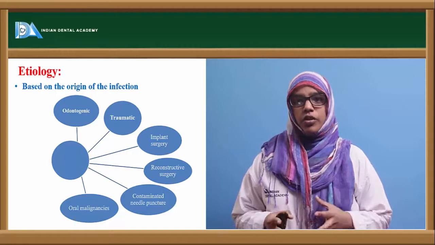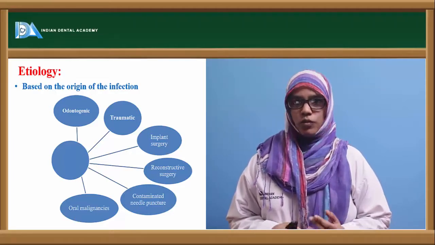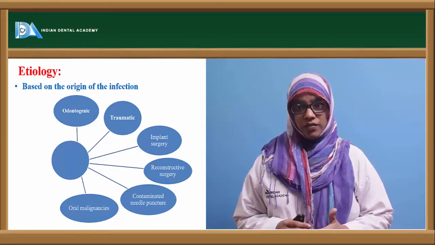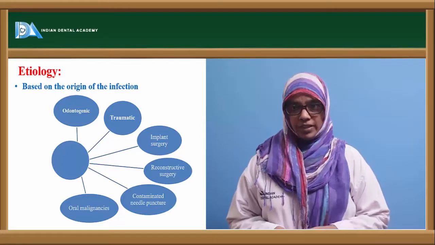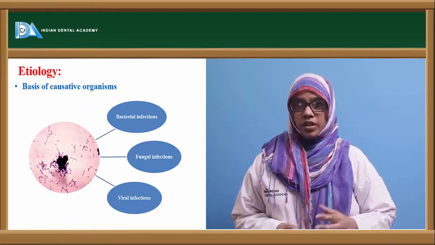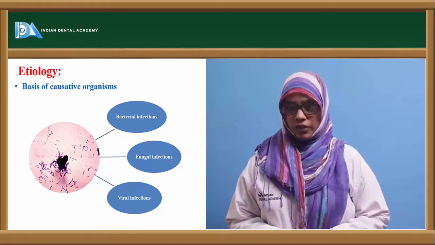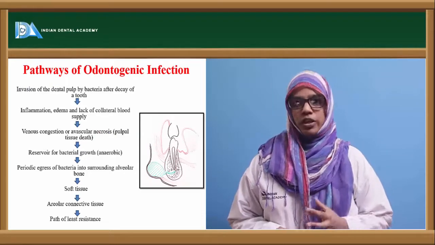Based upon the origin of infection, you can classify the etiological factors as odontogenic factors, trauma, implant surgery, reconstructive surgery, contaminated needle punctures, or oral malignancies. Based upon the causative organism, etiology could be bacterial infection, viral infection, or fungal infection. Now let's move on to the pathogenesis of odontogenic infection.